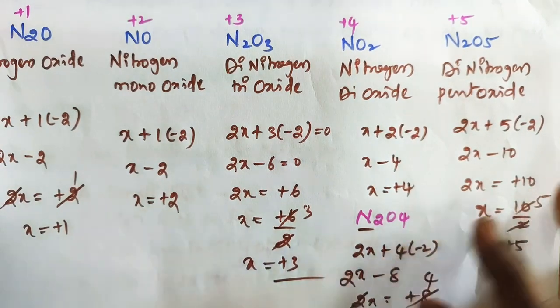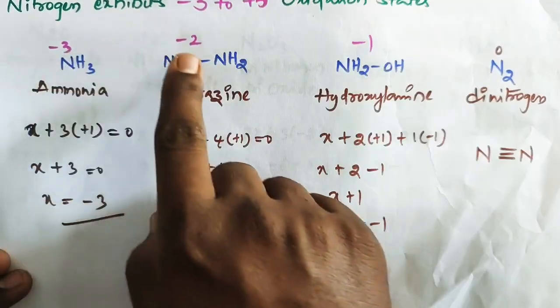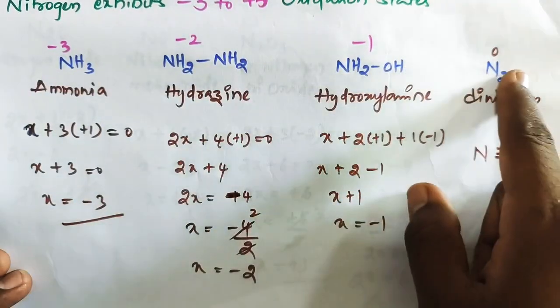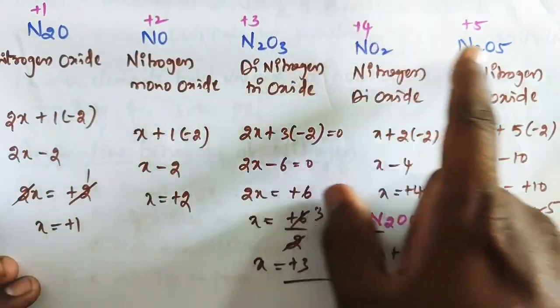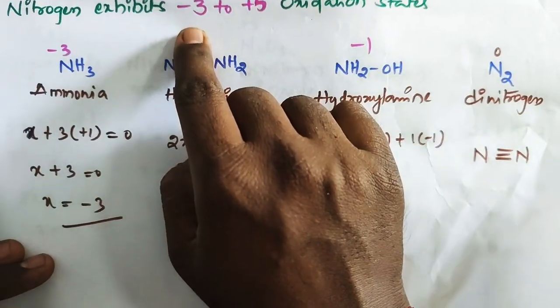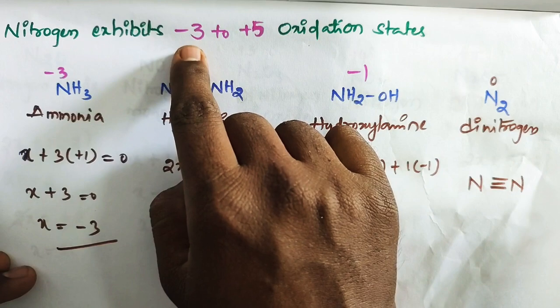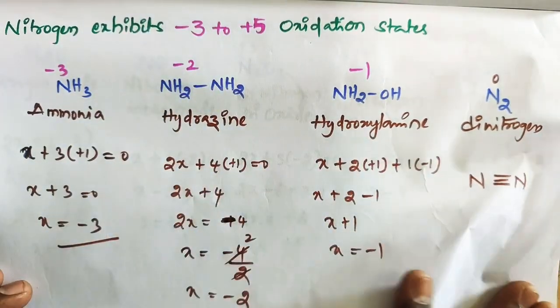So, by following these examples, nitrogen's oxidation states are minus 3, minus 2, minus 1, 0, plus 1, plus 2, plus 3, plus 4, plus 5. So nitrogen shows minus 3 to plus 5 oxidation states, as seen in these examples.